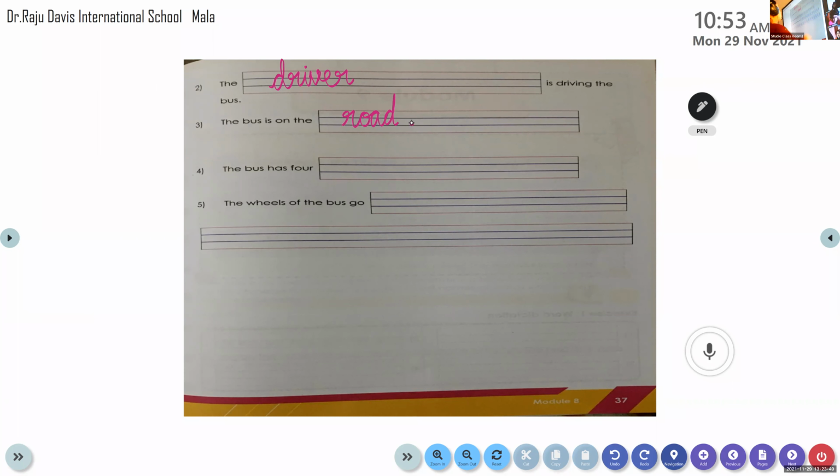Daksh, unmute. Read the fourth sentence. The bus has four dash. Wheels. What is the answer? Wheels. Very good. Spelling. W-H-E-E-L-S. Yes, you're right. Wheels. The bus has four wheels. Thank you.